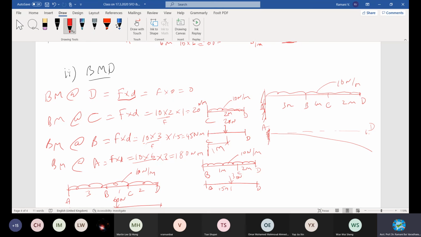And at the middle, when you convert into a point load, it will be acting at the middle. That's why I have to take 3 divided by 2, which will be 1.5. And then I get the moment at B.